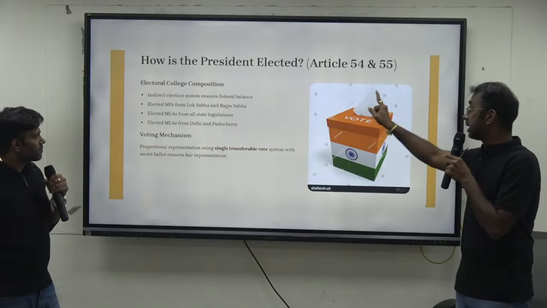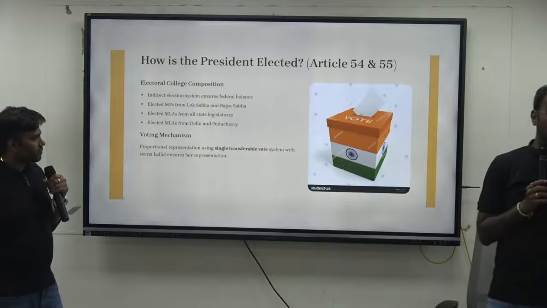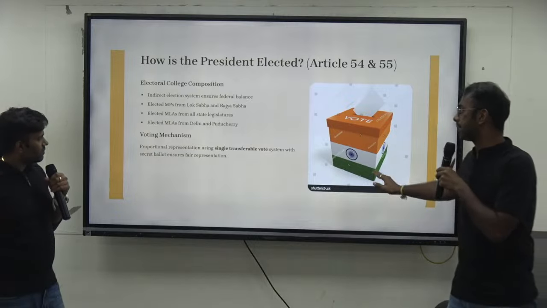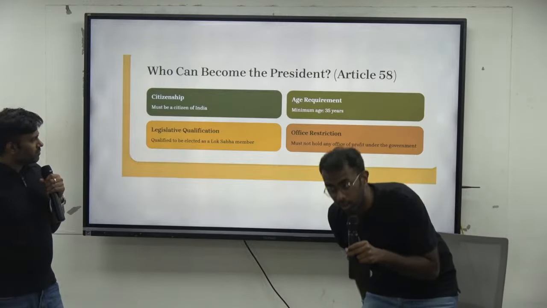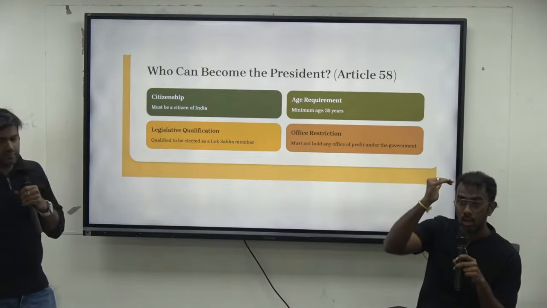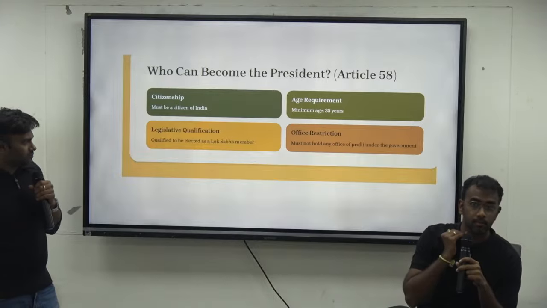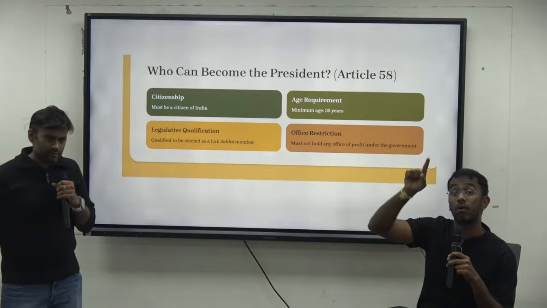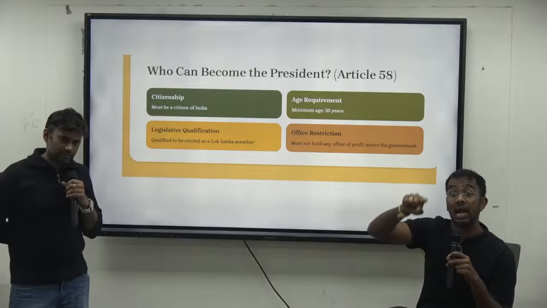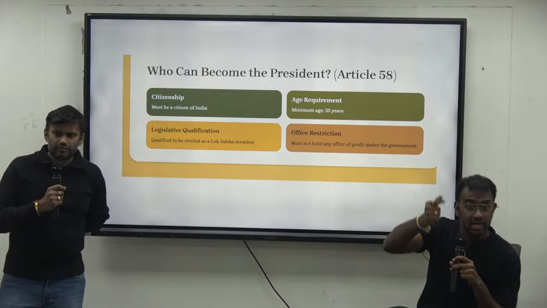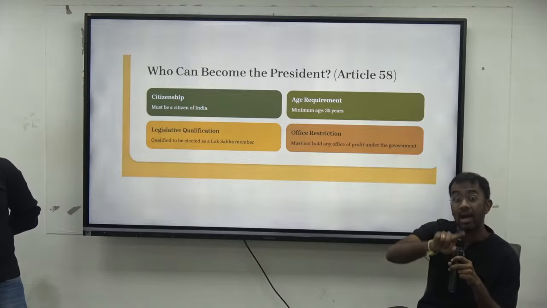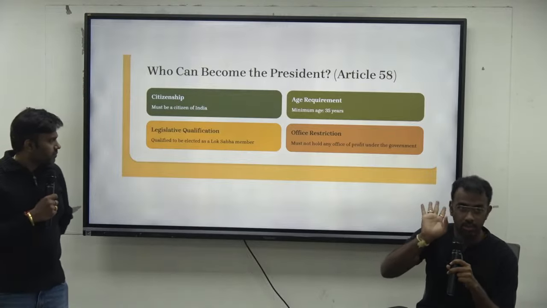Then again, how is the president elected? Electoral college. Again, tell me, how is the president elected? Direct or indirect form? Indirect. Okay, good. Who are the members of the electoral college of president? Elected members of all state legislative assemblies and union territories consisting of legislature, plus all elected members of Lok Sabha and Rajya Sabha. Correct? These are the members.